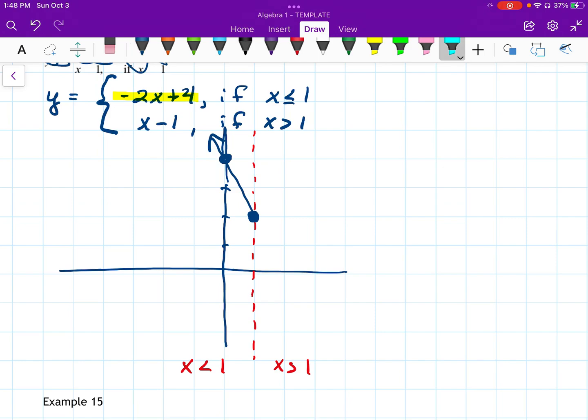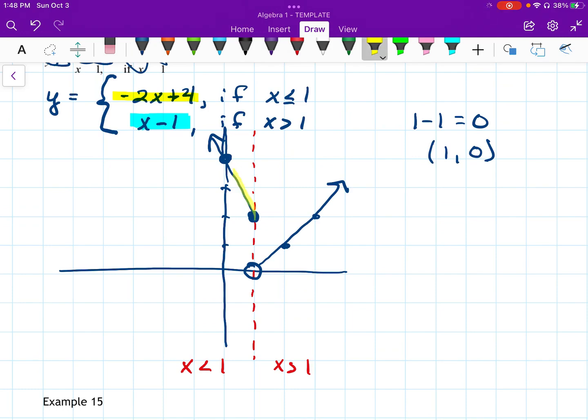Now I need to go on to the other side of it. I'll color it blue just to remind us. So this is x minus 1. Well, for starters, what would that line be like on the red line? So I need to plug in 1 into that, and I'd have 1 minus 1 equals 0. So I'm going to have an open circle at the point (1, 0). So there's my open circle. This has a slope of 1, so I'm going to go up 1 over 1, up 1 over 1, and I can draw a little arrow there.